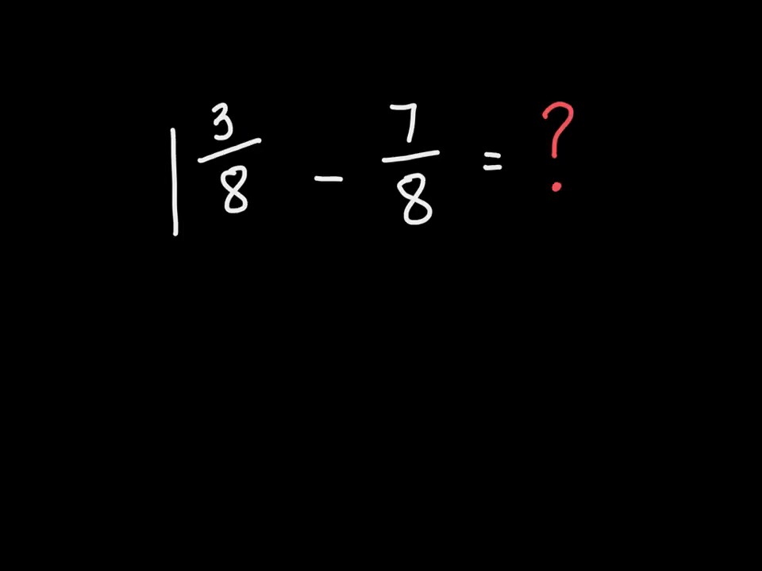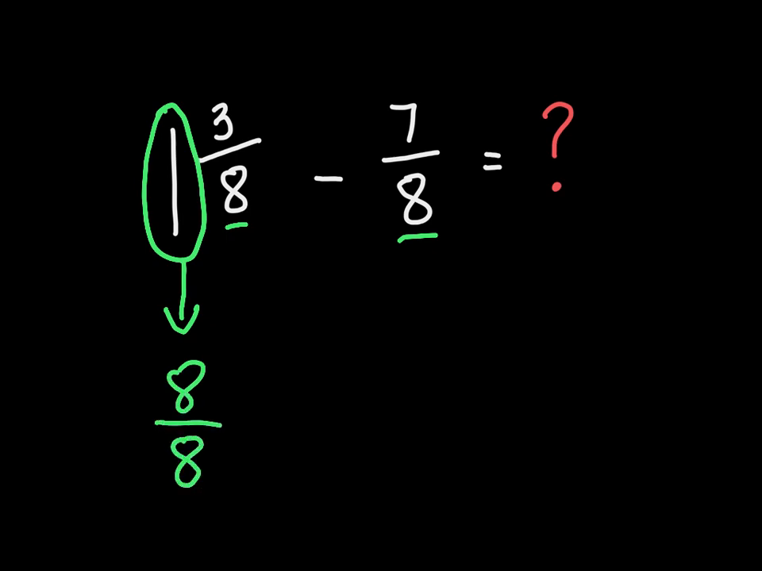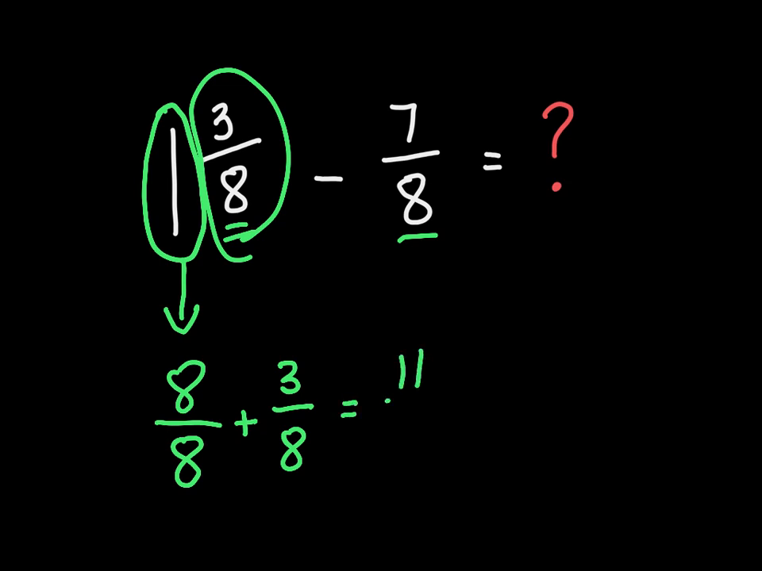1 and 3/8 take away 7/8. Can't take 7/8 from 3/8. So what we have to do is break down the 1. And we're only working with one whole. We look at the denominator and it's 8s. So we're going to turn this into 8 eighths. That represents one whole. We need to add on our fraction here, which is 3/8. So 8/8 plus 3/8 is 11/8.